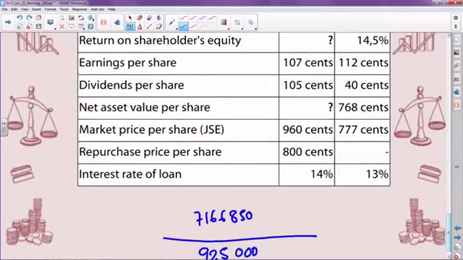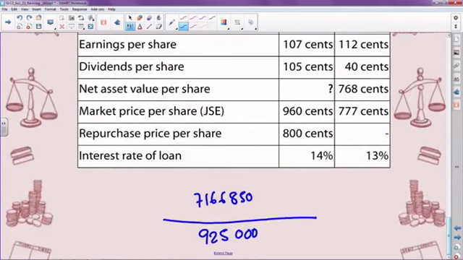7166850. What's very important here as well, grade 12s, is you multiply this by 100 over 1, but not a percentage. Not a percentage. What you are calculating is your net asset. What is the value of the shares in cents? And let's just do this calculation so you can see it.